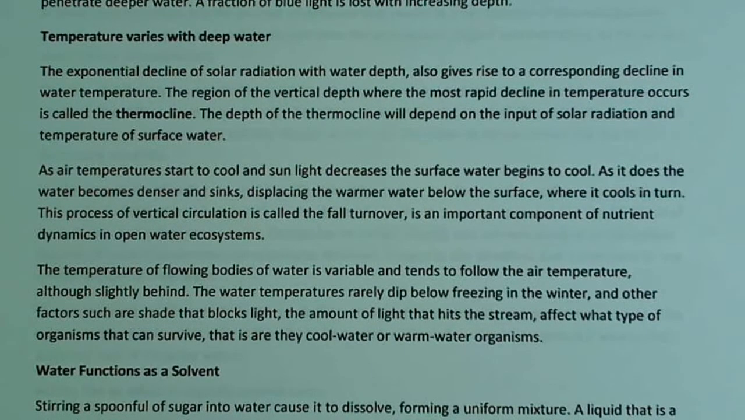The depth of the thermocline will depend on the input of solar radiation and the temperature of surface water. As air temperatures start to cool and sunlight decreases, the surface water begins to cool. As it does, the water becomes denser and sinks. This is how we have that circulation, displacing warmer water below the surface, where it cools in turn. The process of vertical circulation is called the fall turnover. It is an important component of nutrient dynamics in open water ecosystems.